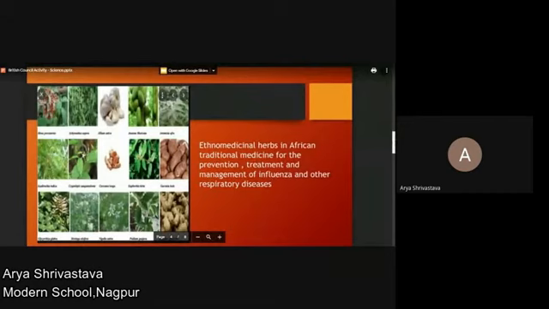In African traditional medicines, ethnomedicinal herbs are considered for good prevention, treatment, and management of influenza and other respiratory diseases. Let me tell you about a few of them.